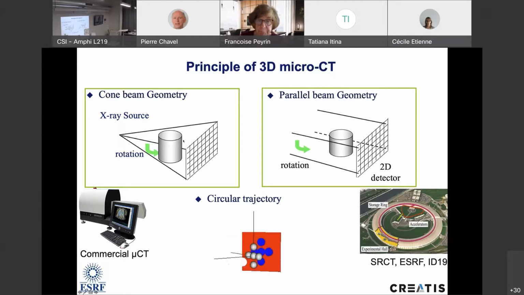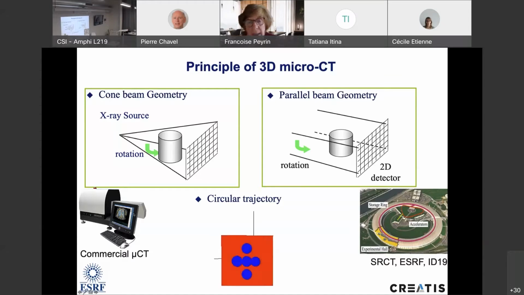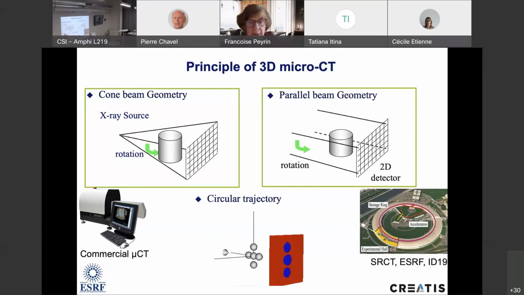So to do 3D micro CT, you can do cone beam CT, which is illustrated actually here, where you have an X-ray source, the object, and a 2D array of detector, as represented here. And this is the standard geometry for micro CT. And nowadays, you have many systems available commercially to do micro CT.